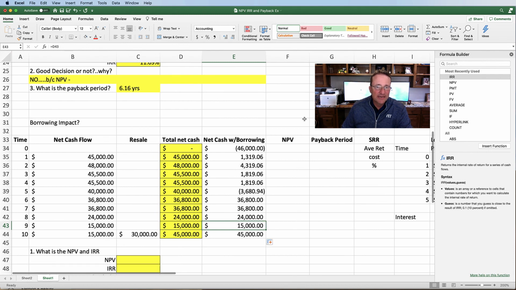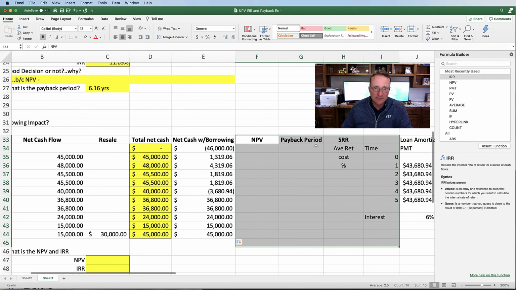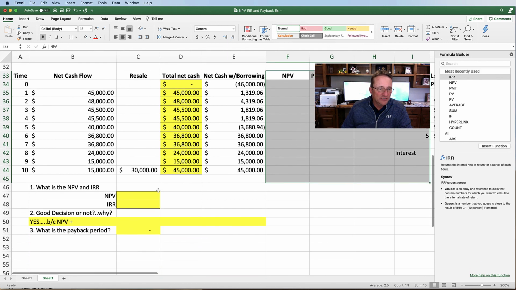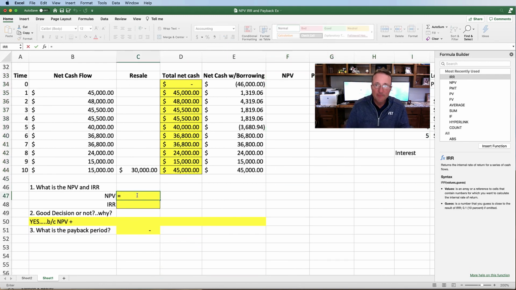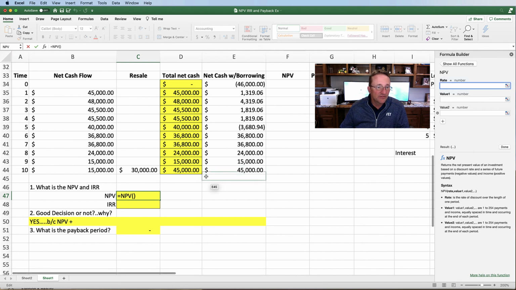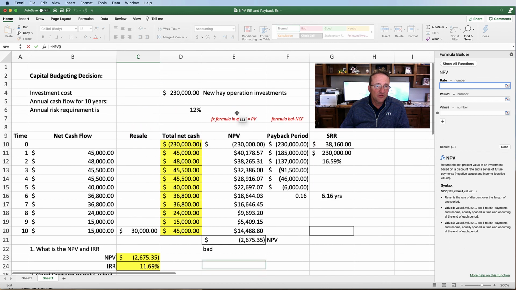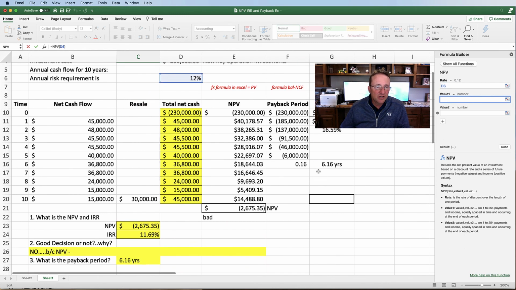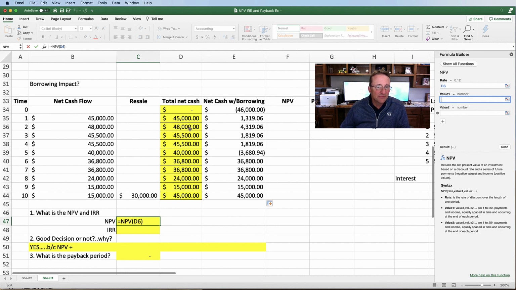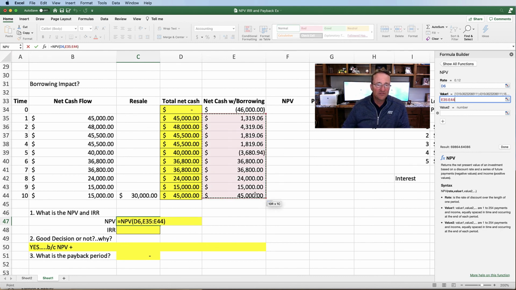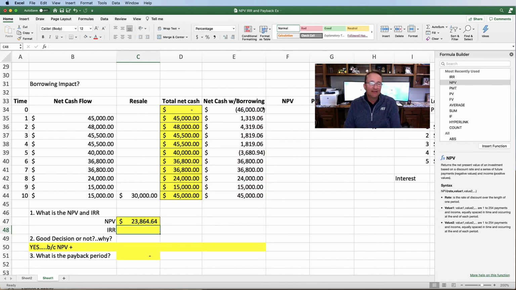Let's just see. Now, I could calculate all of this. I could calculate simple rate of return, but I'm going to ignore all that. I'm interested in net present value. Let's go over here and do NPV. So NPV is going to be the rate. Rate's still our risk rate. It's still 12%. The values are going to be this new data table, all of these values right here. And remember, we're going to add to that we had to pay out $46,000. Not as much as we used to, but what does that look like? The answer is that actually turns this into a good idea.